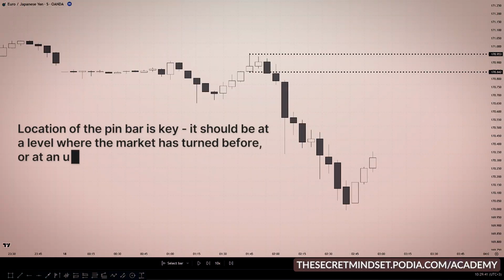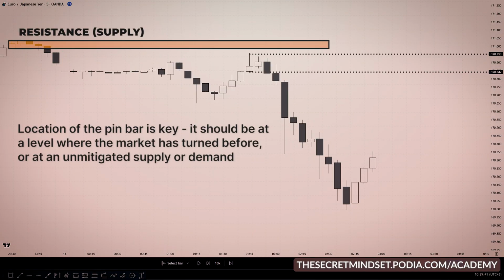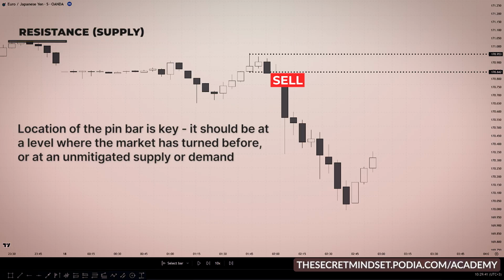Remember, the location of the pin bar is crucial. It should be at a level where the market has turned before, or at an unmitigated supply or demand. And the inside bar adds more strength to the pin bar signal. It shows that the market is confirming the potential reversal that the pin bar hinted at.